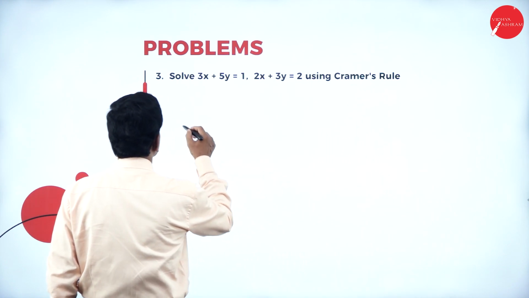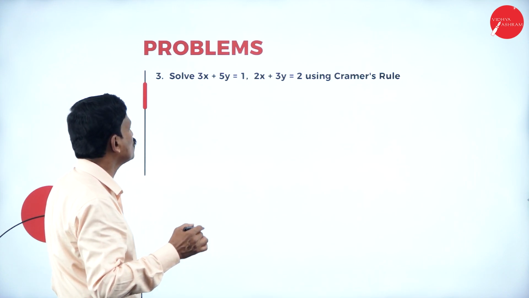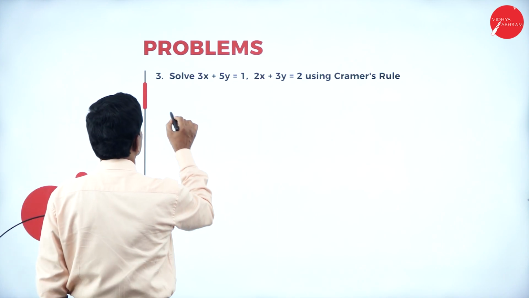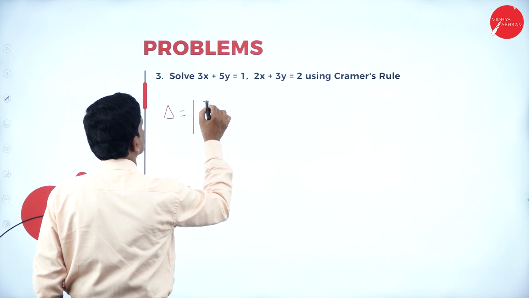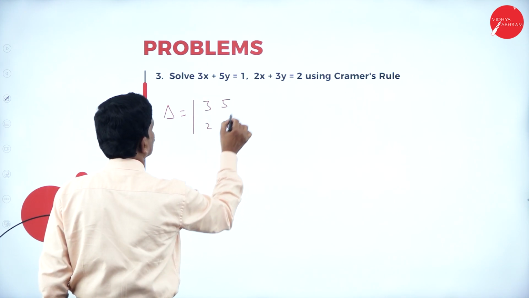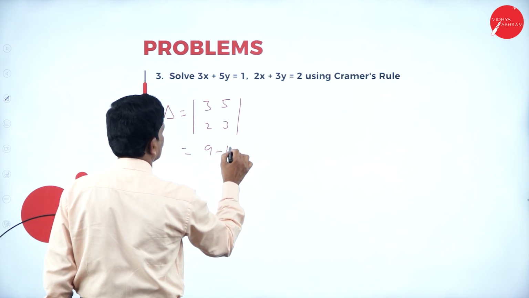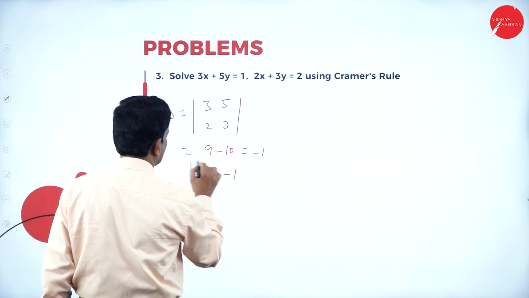Now, to solve this, let us check whether it is in order or not. 3x plus 5y is equal to 1, 2x plus 3y is equal to 2, that is x, y and constant. Now, find out delta here. Delta is equal to coefficient of x, that is 3 and 2, coefficient of y is 5 and 3. Simplify this. So 3 3s are 9 minus 2 5s are 10, that's equal to minus 1. Delta is equal to minus 1.